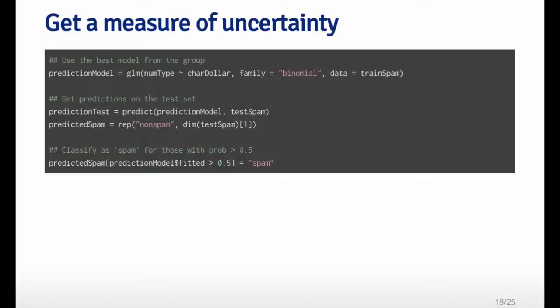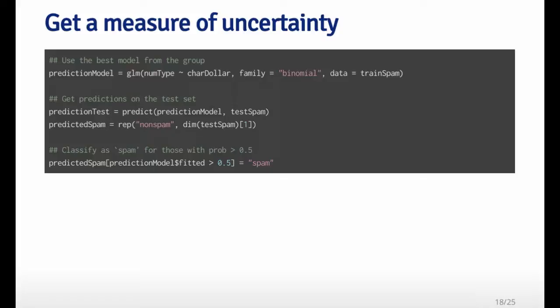So if we take this best model from this set of 55 predictors, this is this char dollar variable, I'll just refit the model again right here. This is a logistic regression model. We can actually make predictions now from the model on the test data set. Recall that we split the data set into two parts and we built the model on the training data set. Now we're going to predict the outcome on the test data set to see how well we do.